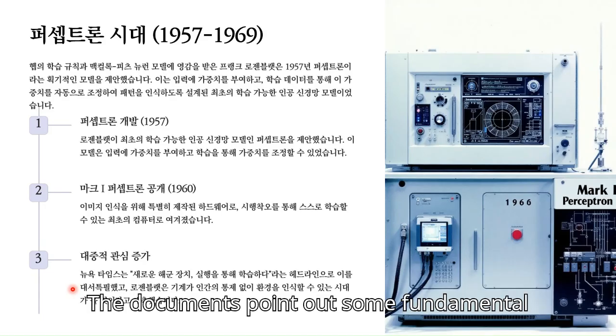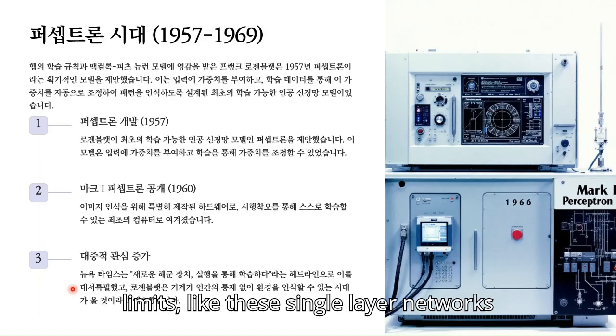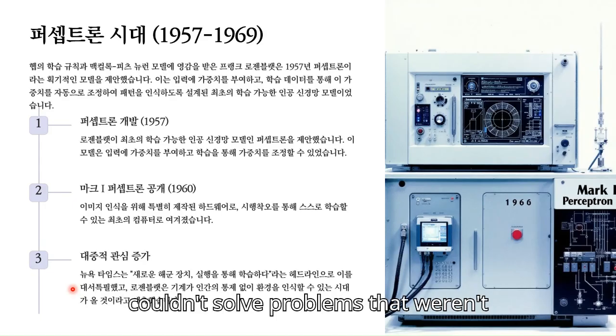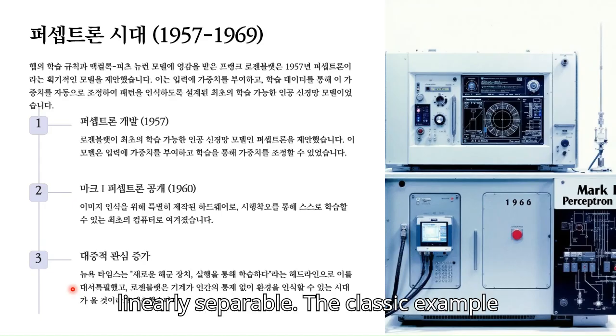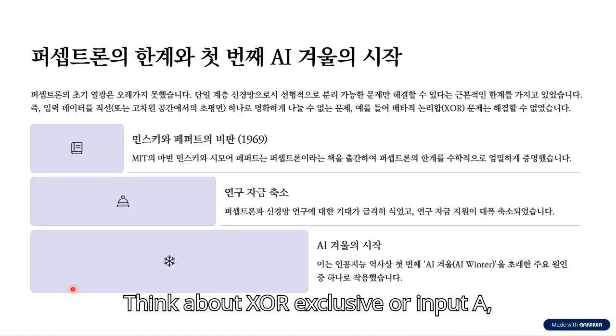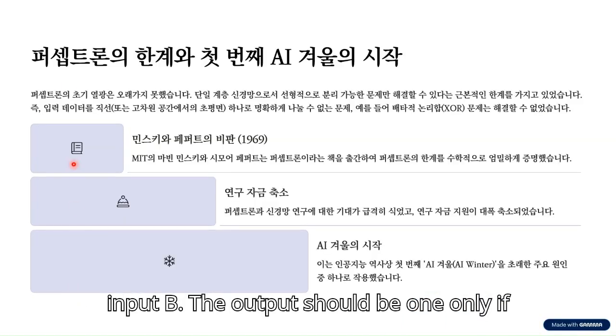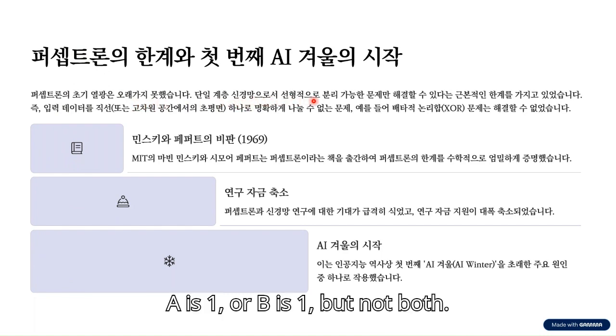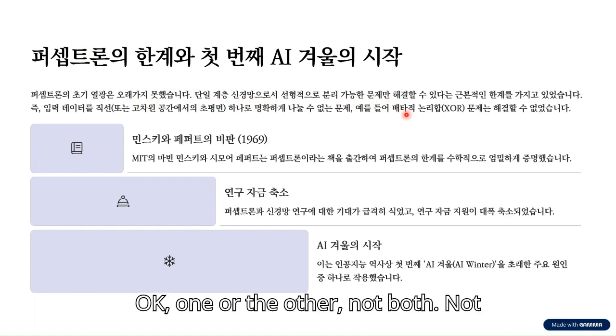The documents point out some fundamental limits, like these single-layer networks couldn't solve problems that weren't linearly separable. The classic example is XOR. Can you break that down? Sure. Think about XOR, exclusive OR. Input A, input B. The output should be 1 only if A is 1 or B is 1, but not both. Okay, one or the other, not both, not neither.